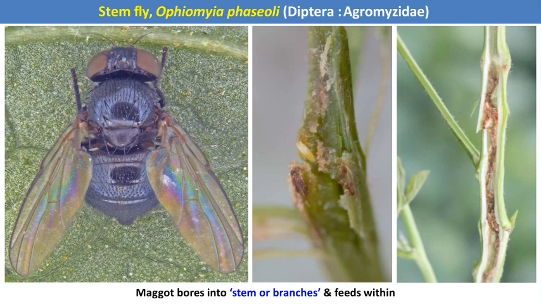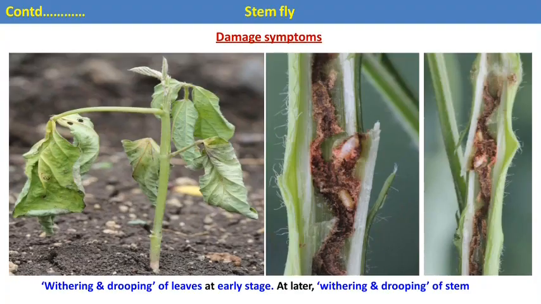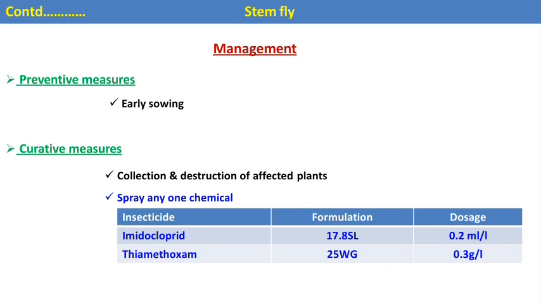This fly lays its eggs on the plant parts or on the shoots, and after hatching from the eggs, the maggots enter the tender shoots, boring into them and feeding on the inner content of the shoots. As a result of feeding, in case of severe infestation, as you can see in this picture, withering and drooping of the leaves occurs at an early stage, and at a later stage withering and drooping of the stem also occurs. It means that the whole plant collapses due to the continuous feeding by the maggots inside the stem, hence it is known as the stem fly.